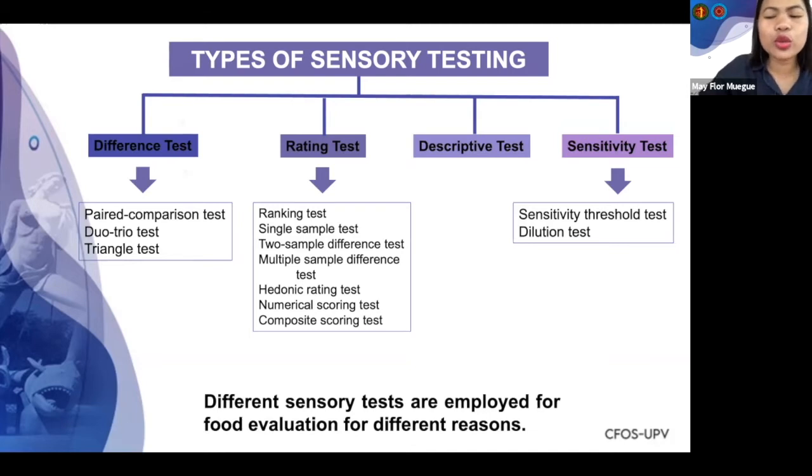Ganun. Okay, when you code your product or your sample, you use three-digit random codes. So numbers yon, 3 digits. So halimbawa, 153 or 369, mga ganun. Walang meaning yon. Okay? So as to avoid bias. Kasi pag sinabi mong sample A, sample B, sample C, parang ma-associate mo siya. Maybe A has this level of saltiness and B has a bit higher saltiness. C is higher than B. Parang ganun, ma-associate mo siyang ganun. But if you're using 3-digit random codes, that eliminates that particular bias.